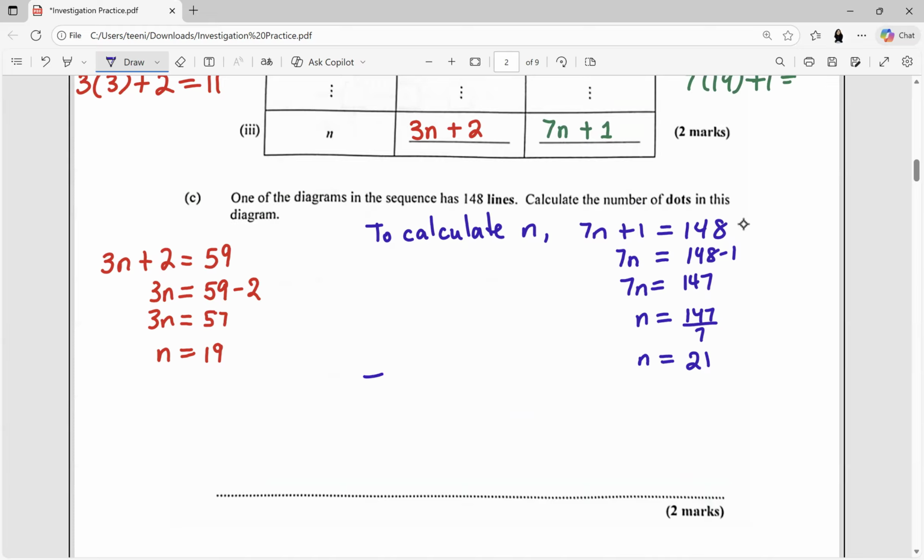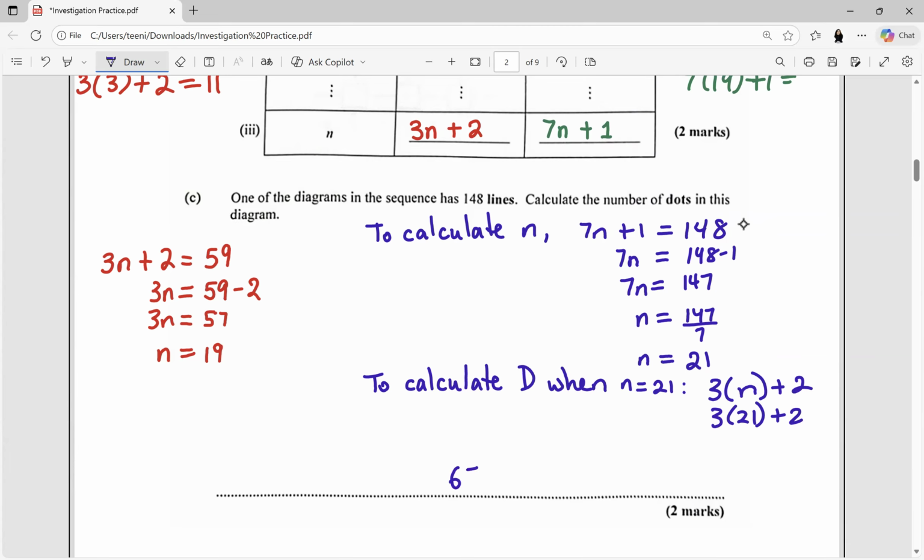So to calculate the number of dots, when n is 21, we'll say 3 times n plus 2. So that'll be 3 times 21 plus 2, which is 65. So the number of dots in the diagram that has 148 lines will be 65.